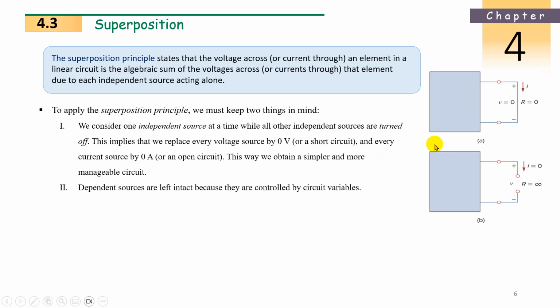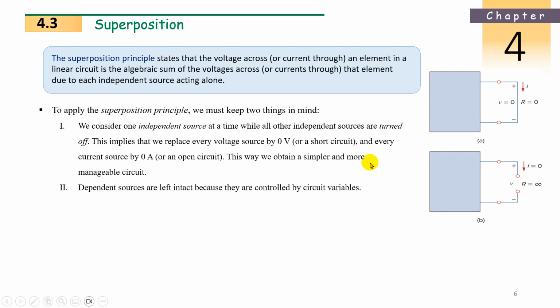If I consider a current source, if you remove that current source, it becomes an open circuit. Just remove it from there. Voltage source, make it short there, which means put a wire there. Now, dependent sources are left intact because they are controlled by circuit variables.